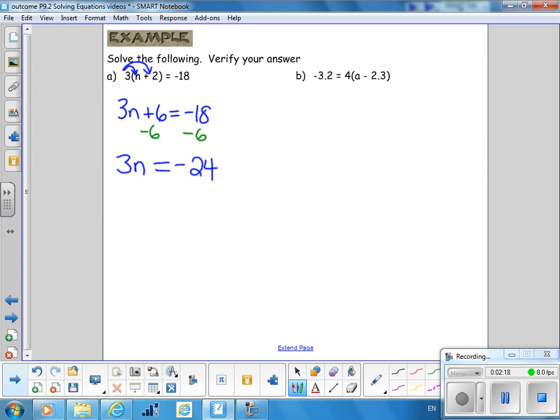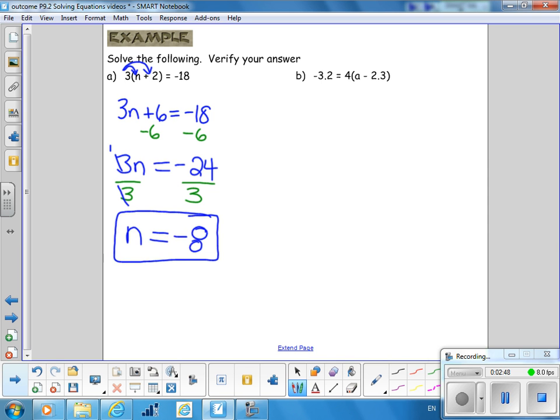So now we have 3n equals negative 24. 3n means 3 times n, and the inverse of multiplication is division. So I'm going to divide both sides by 3. So 3 divided by 3 is just 1. So we have 1n, or just n. Negative 24 divided by 3 is negative 8. So our value is n equals negative 8.